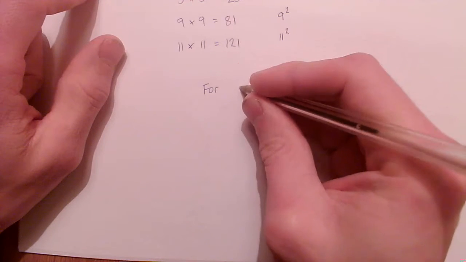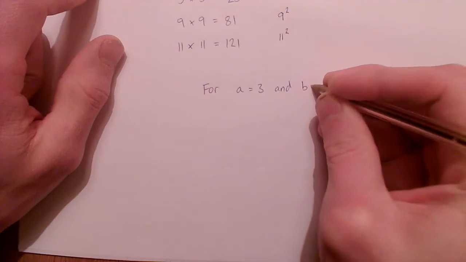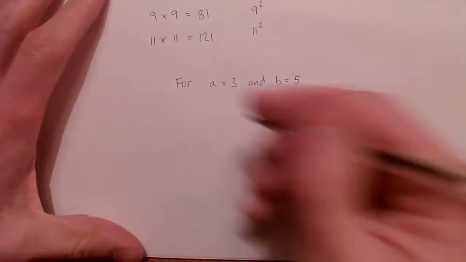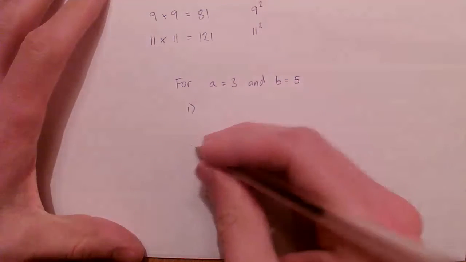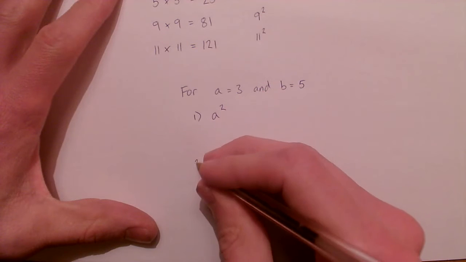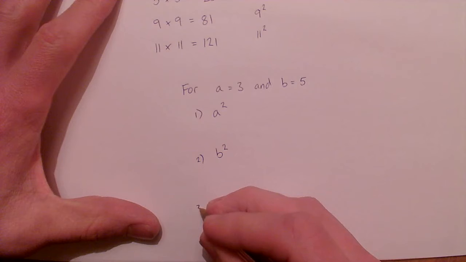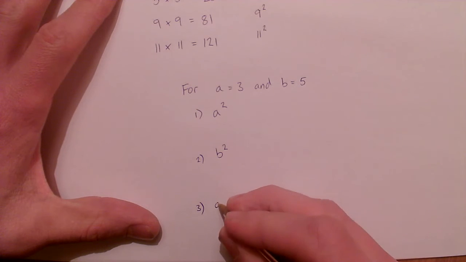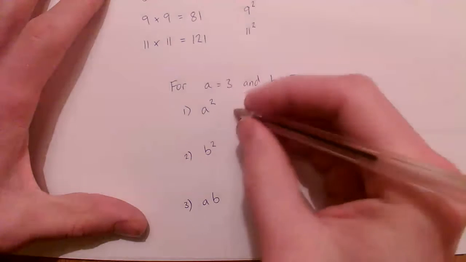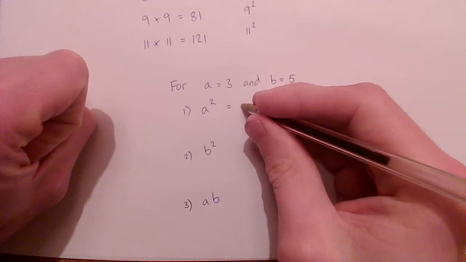So, like our previous questions, for a equals 3 and b equals 5, we're going to have a few examples. I'll give you a few for you to do to check. Now, we're not going to do loads. We're going to do about 4 examples. First one, we're going to find a squared. Second one, we're going to talk about b squared. Number 3, we're going to talk about what happens with ab. And then we're going to do a few examples for you to do, and then I'm going to talk about one slightly harder thing than any of those.